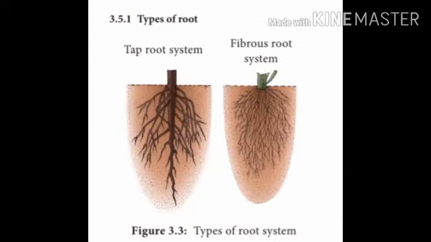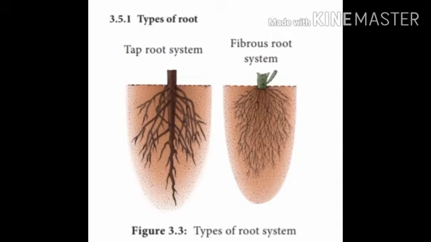The 2 types of roots are the taproot and the fibrous root, which you can see in the picture. You can find some differentiation here. There is a central main root called the primary root, from which the lateral roots develop, called the secondary roots, and from the secondary roots many branches are produced, which we call the tertiary roots, and finally the root hairs. This is about the taproot system.